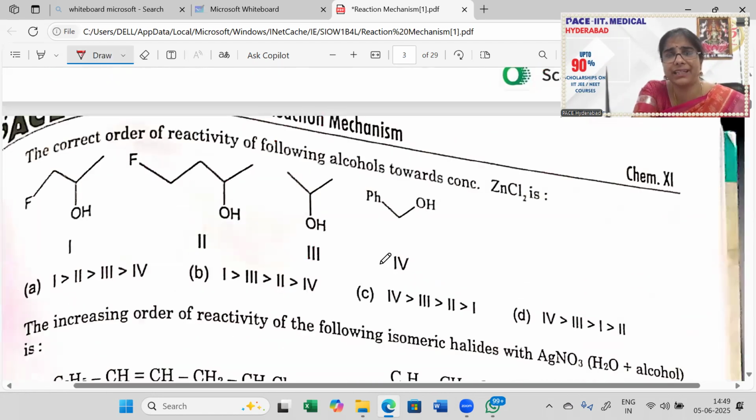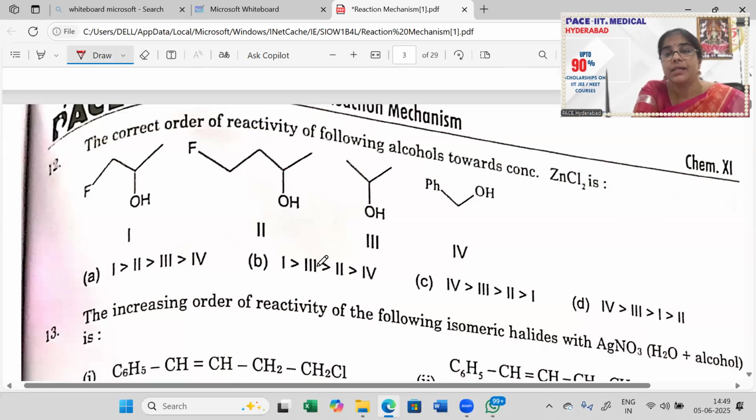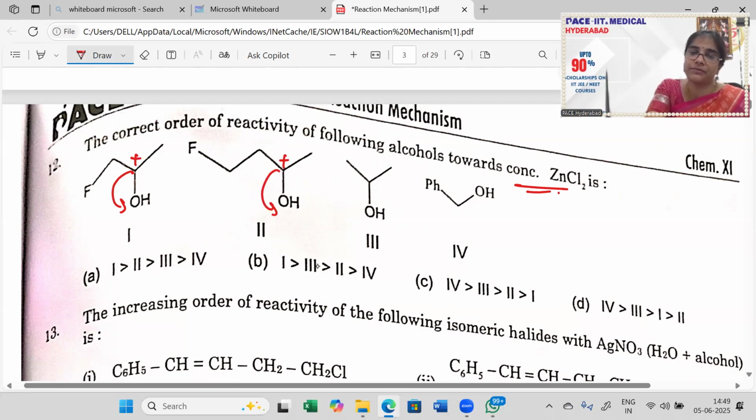Next, the correct order of reactivity of the following alcohols towards concentrated zinc chloride. So whenever you see these alcohols, first again do the same thing. You will just bring out the electrons from this positive. So now what are the groups that we are having there? This carbon is my 2-degree carbocation with fluorine, and fluorine is an electron withdrawing group, thereby increasing the charge density of positive here.